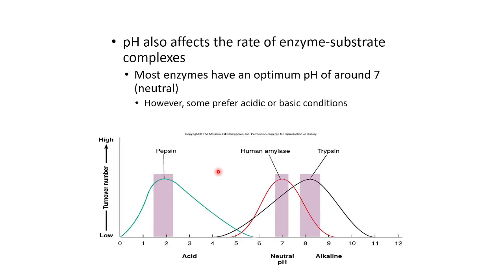There are different pH levels at which your proteins work best. For pepsin it is around 1.8. For human amylase it is mostly a neutral pH of 7.1, 7.2. Then you have trypsin, which is most active at around 8.4 to 8.5, and there are different ranges of pH in which the activity of the enzyme is enhanced.